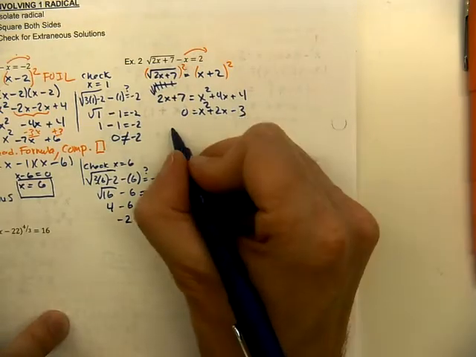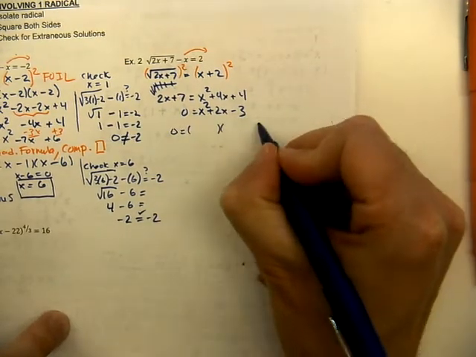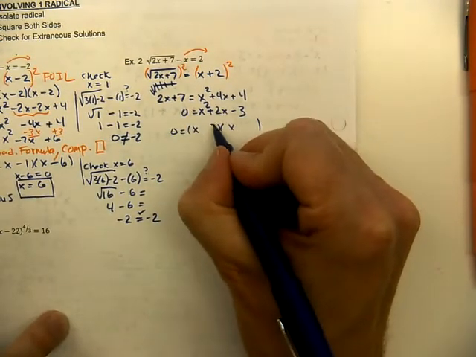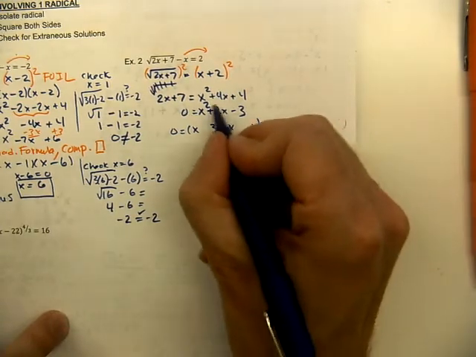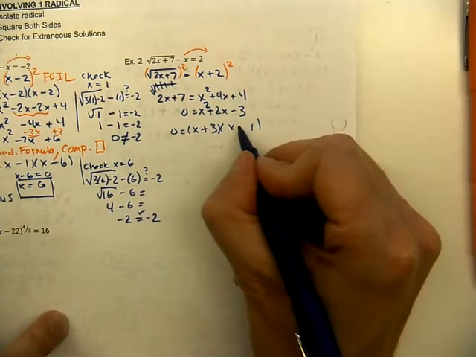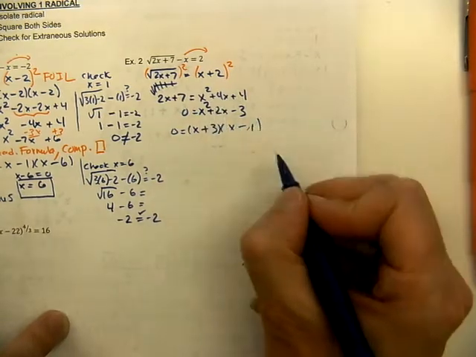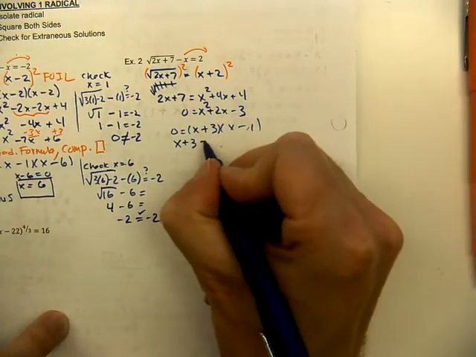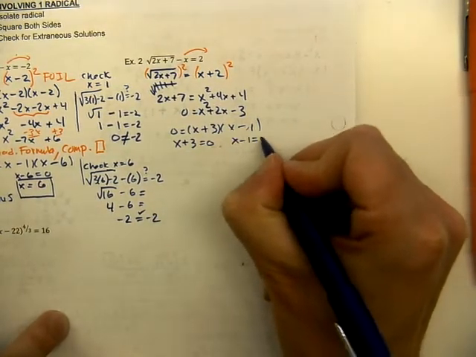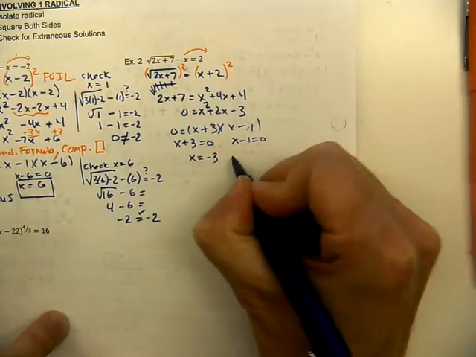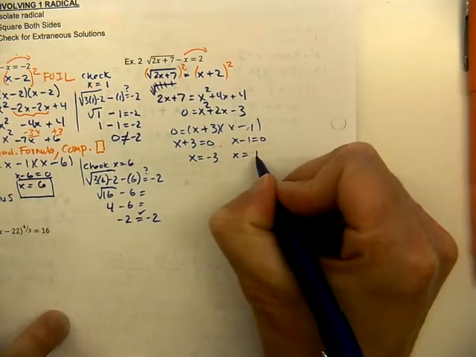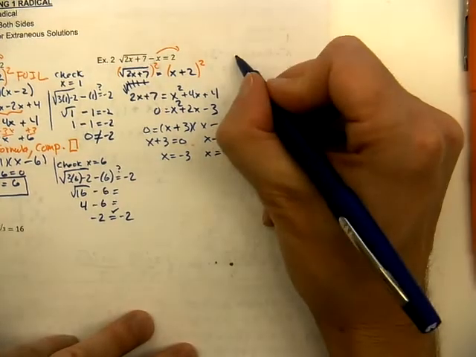And now we have a quadratic. And this also factors. We want factors of 3 and 1. We want a positive 2, so positive 3 and a negative 1 will add up to that positive 2 in the middle. Separating our factors, we create these two little mini equations. We have possible answers of negative 3 and positive 1. And now we have to check for both of those.